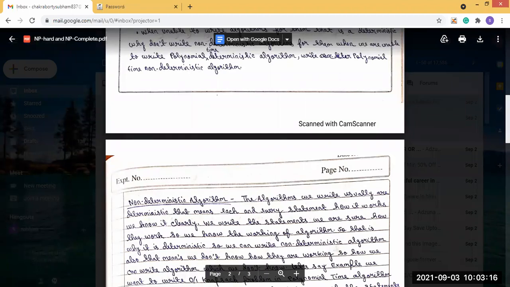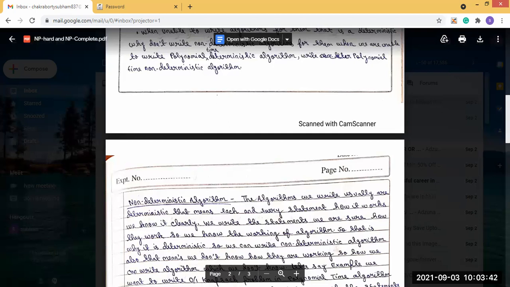We write the statements and we know how they work. So we write those statements into the algorithm, that is what we know. That means we know that if we write this statement, this statement will work like this. We know that, and that statement we write in the algorithm. It is the way. So that is deterministic.